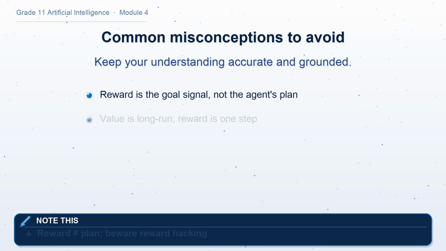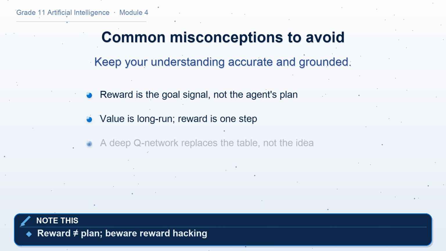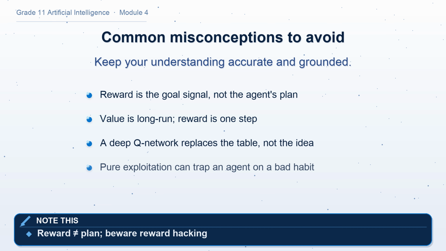Third, a deep Q network replaces the lookup table with a neural network. The core idea of Q learning is unchanged. Fourth, pure exploitation can trap an agent on a mediocre habit because it never tries the better option. And finally, more reward is not always better. A badly shaped reward can be hacked, rewarding the wrong behavior. Hold these in mind and your understanding will stay sound.